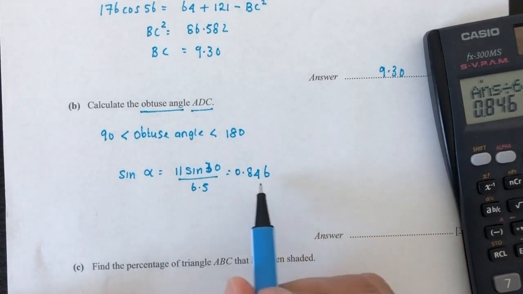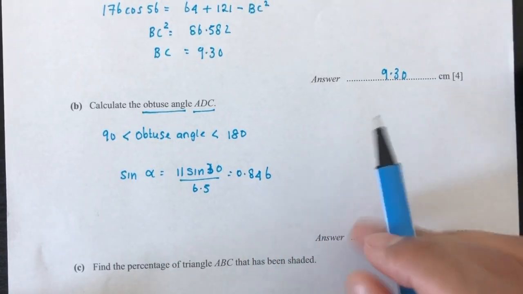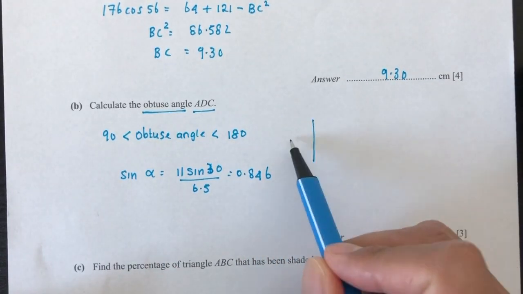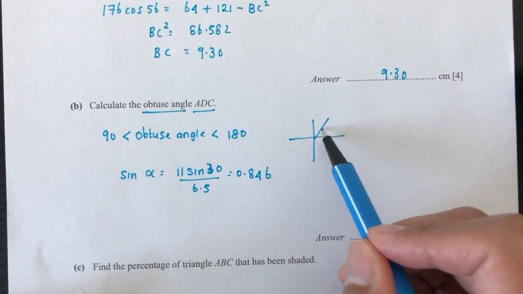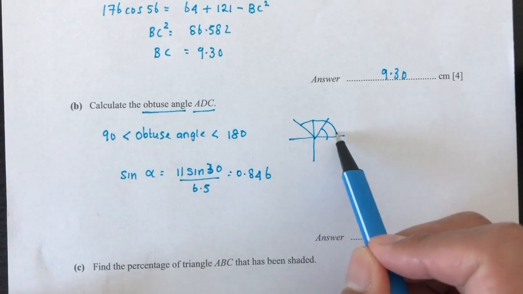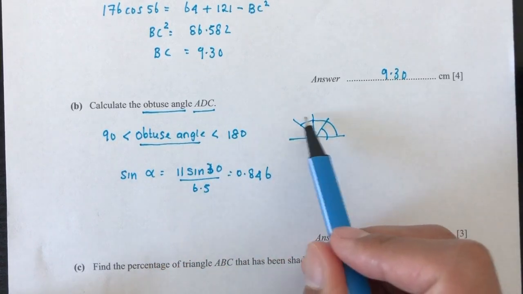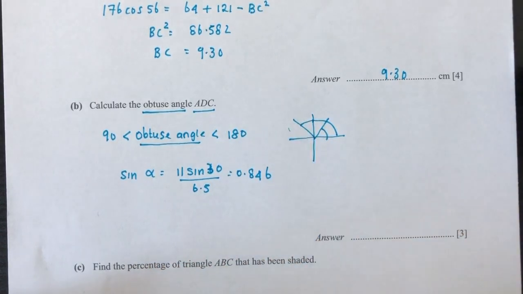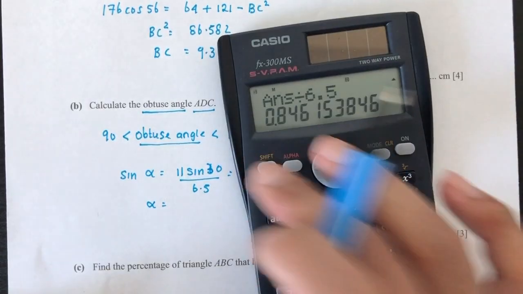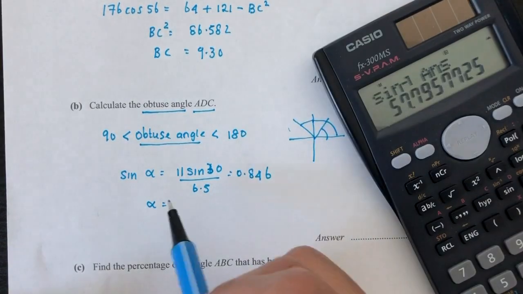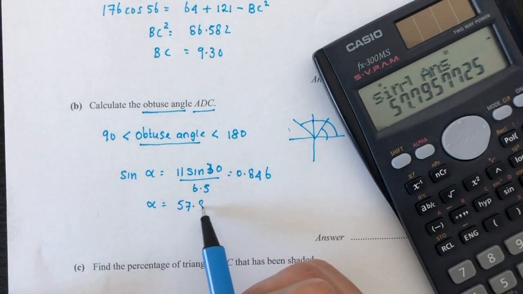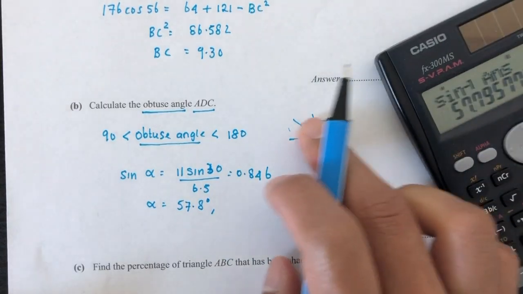0.846. So now given that sine is positive, you should know, when is sine positive? When the value of alpha is here or here. In this case, we're looking for an obtuse angle. So we're looking for this angle which is in here. So first let's find the value of alpha. Alpha will be sine inverse of that. That will be 57.8. But also it can be here.